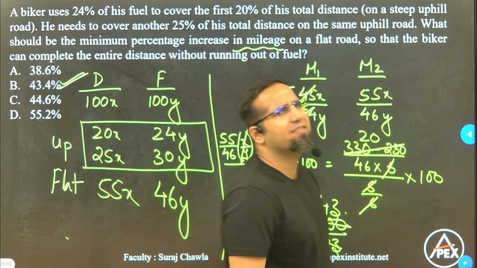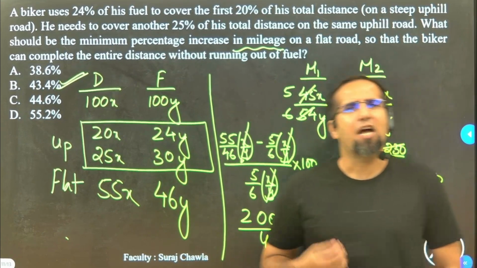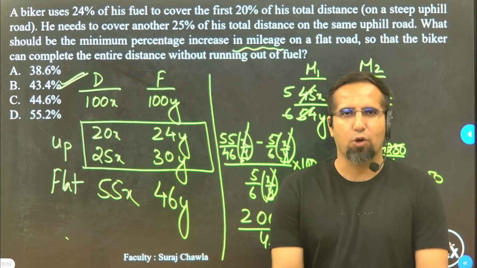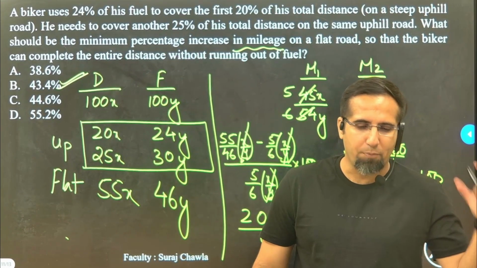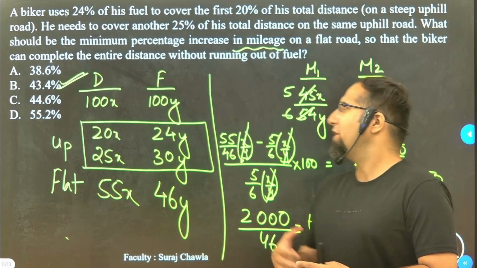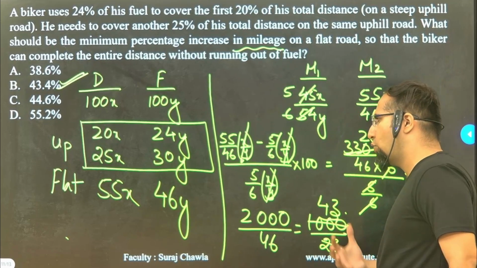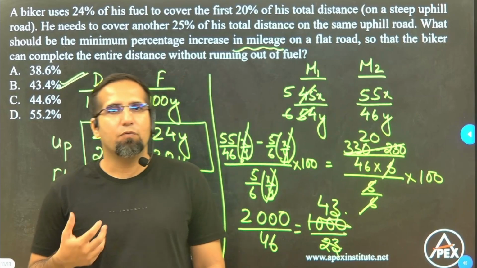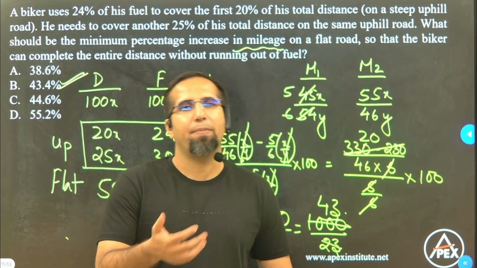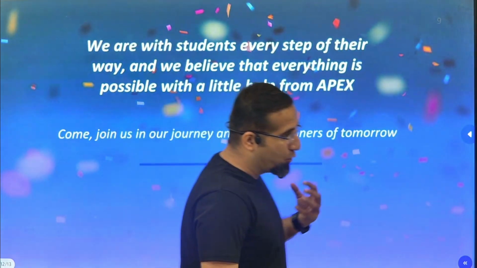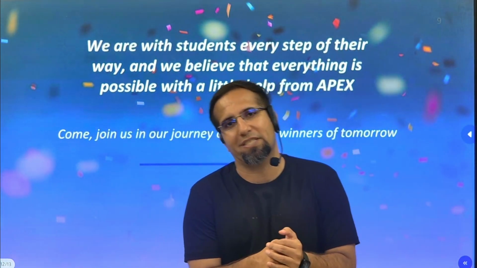So very interesting question on mileage. I repeat, mileage is total distance upon total fuel, because we always say 10 kilometers per liter is the mileage, right? So remember that. And very beautiful question of uphill and flat road. The question is asking you increase in mileage on the flat road, which means it is always as compared to uphill. Clear guys?